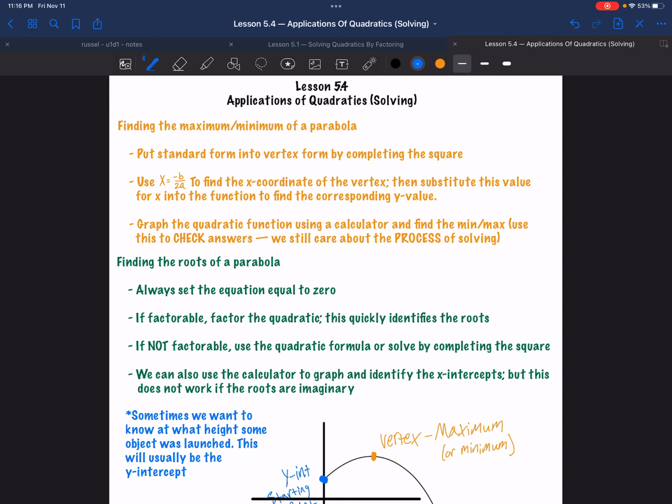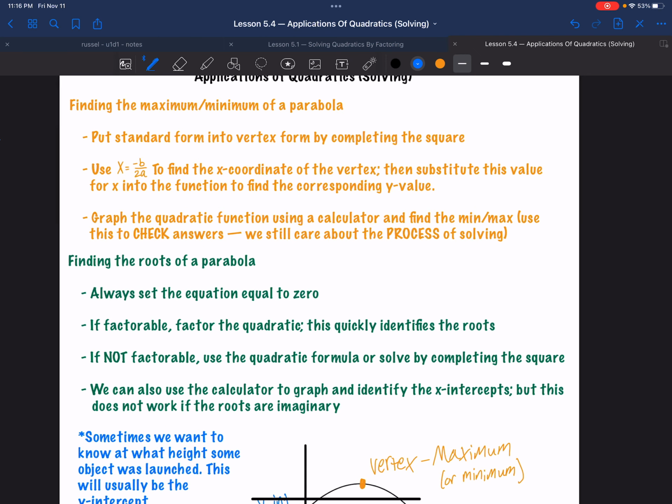In part 2 of the video, I'm going to talk about systems of a linear and quadratic, and maybe we'll do 1 or 2 examples there. But that'll be part 2. Okay, so let's talk about the main features of these things.